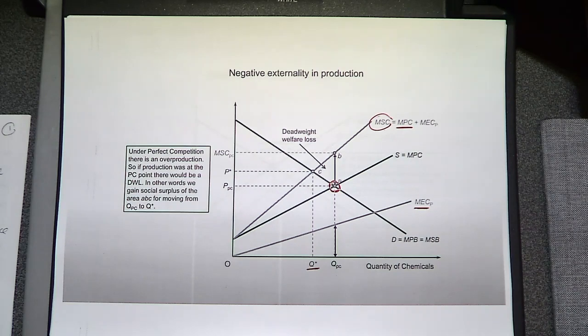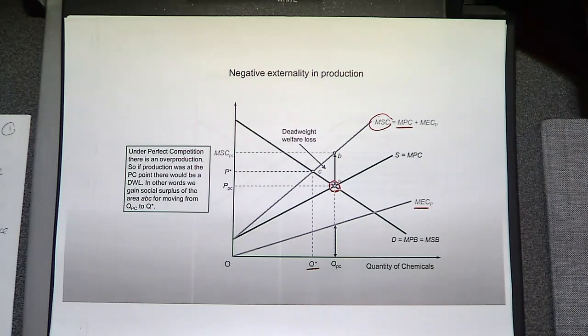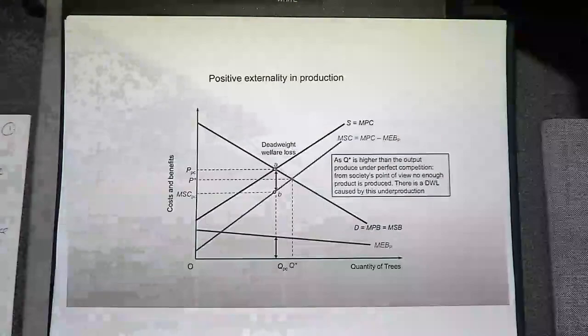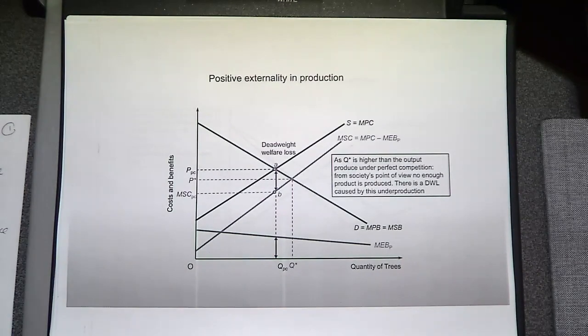So the whole idea changes slightly if we consider a positive externality in production. You saw this on the supply side of microeconomics. So in this case, if we have a positive externality in production, for example, planting quantity of trees, you have this in the slides, no need to take pictures. Okay, so here, for example, what will happen is the opposite.